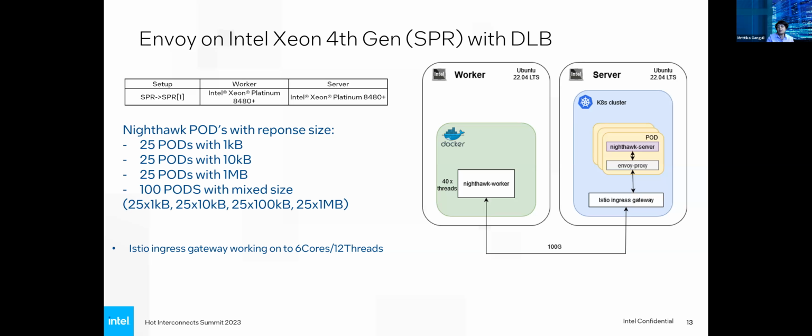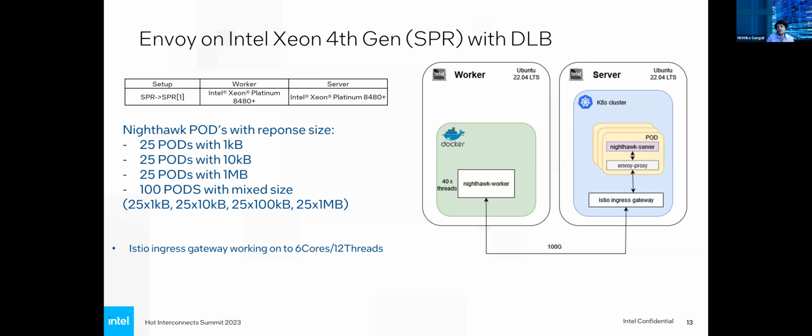So in this environment, this is a very simple setup. It shows a client running on a worker node. The benchmark tool that we use is called Nighthawk. This is an open source tool. We have the Nighthawk client or worker running on one system. And the server under test is a Sapphire Rapids server with a Kubernetes deployment, with the Istio ingress gateway, and a very simple microservice, which is the Nighthawk server, with the Envoy proxy as sidecar. So the Envoy proxy is in both the ingress gateway and in the sidecar.